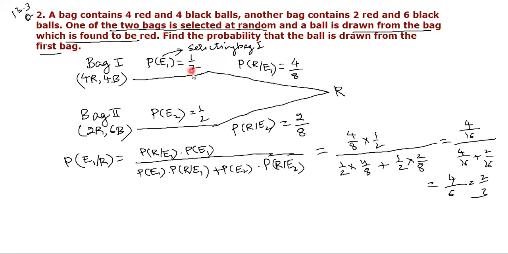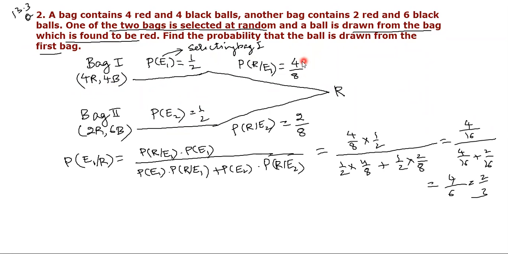So 1/2 is the probability of selecting bag A, E1, and 1/2 is the probability of selecting bag 2. After selecting bag A, a ball is drawn from the bag and is found to be red. So when the first bag is selected, now we have to take out the red ball from bag 1.